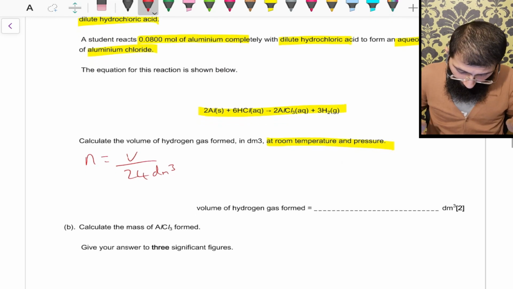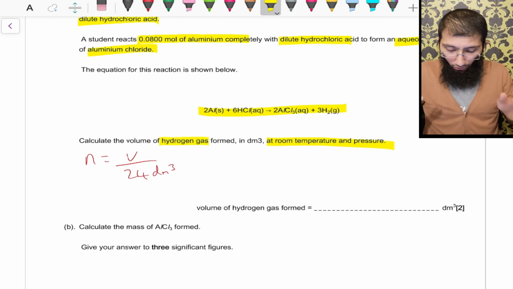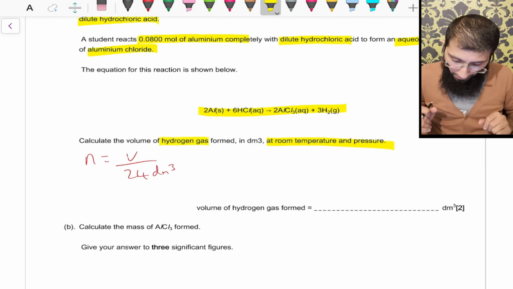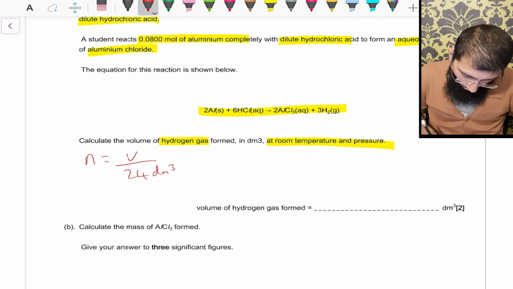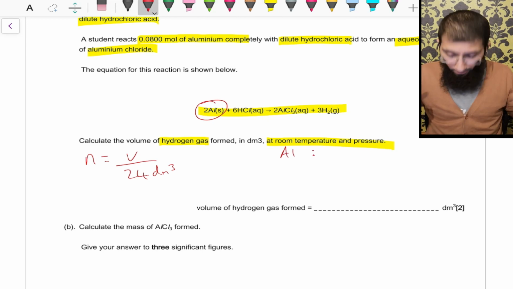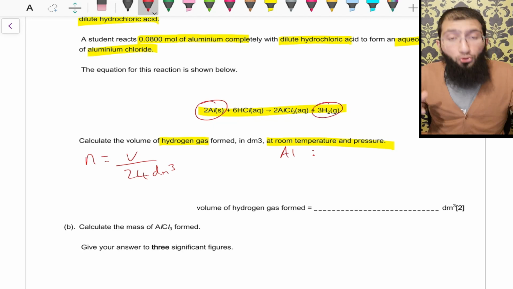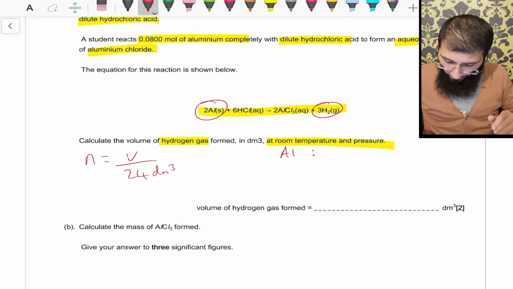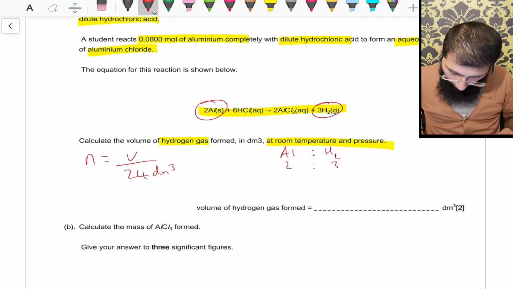okay, we're asked to calculate the volume of hydrogen gas formed, and yet we're only told the moles of aluminium. So let's have a look at the equation. We've got the moles of aluminium, and we need to work out the moles of hydrogen gas. So if we compare that in our equation, we've got 2 moles of aluminium to 3 moles of hydrogen. So we've got a 2 to 3 ratio.